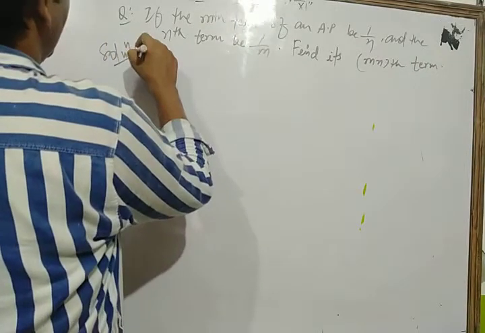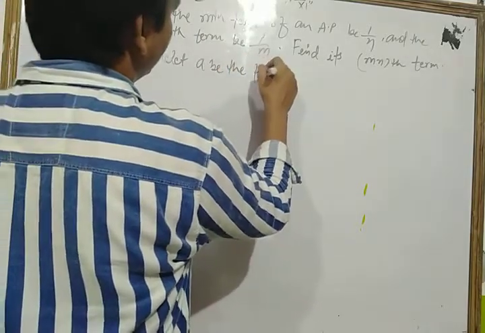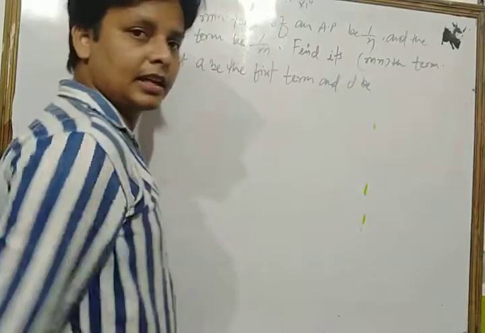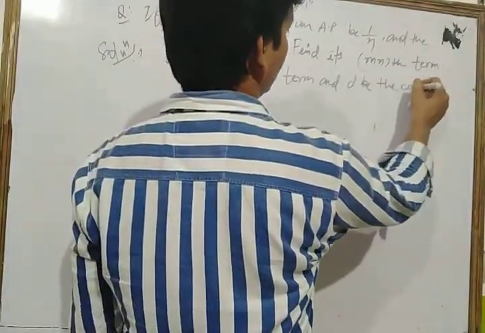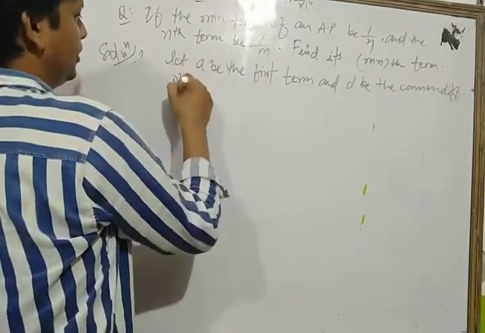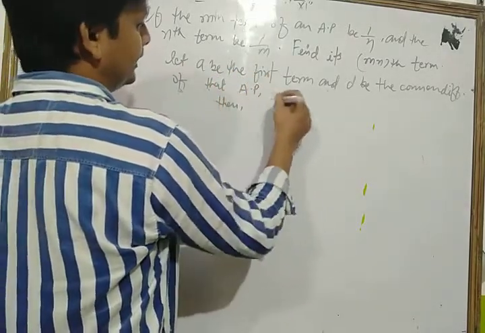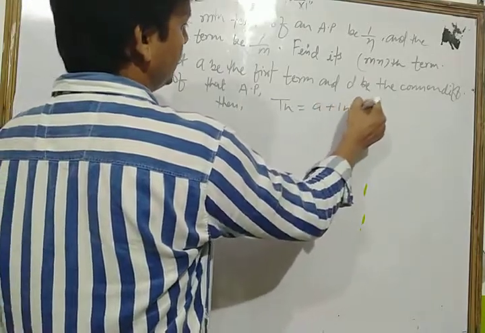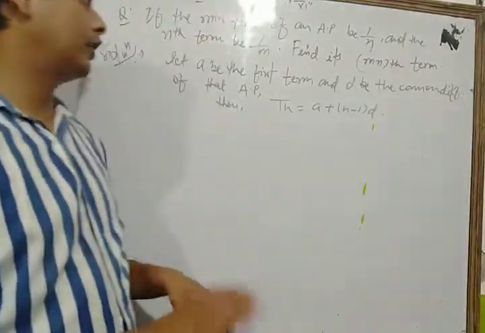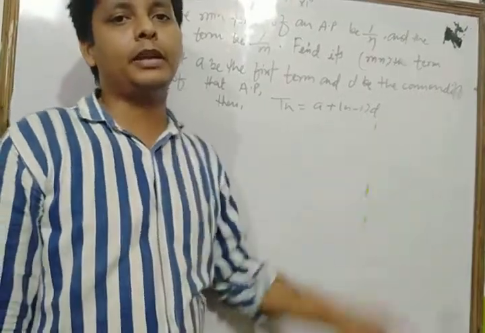First of all, let A be the first term and D be the common difference of that AP. Then its nth term will be what? A plus n minus 1 into D. Right? Same as first of all, we take A as the first term and D as the common difference of that AP. Then its nth term will be A plus n minus 1 into D.